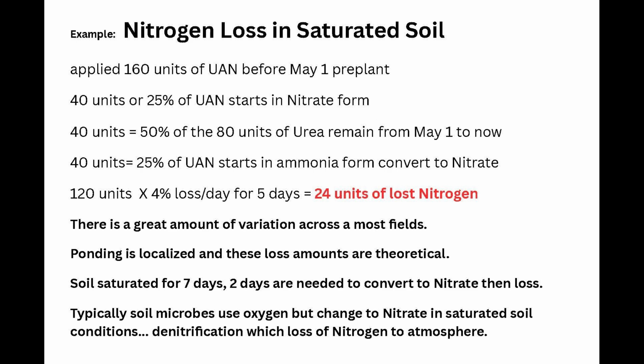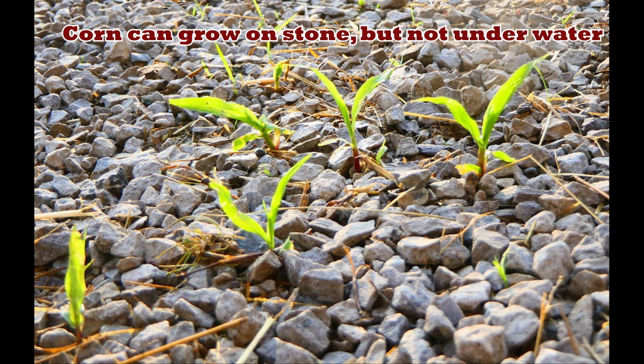And if you go back to that chart earlier in the video, we show about 4% loss per day. We're going to use 5 days, although this was underwater for 7 days, because it takes 2 days for the conversion to happen to nitrate. And again, remember, there's a great amount of variation across all fields. Ponding is localized, and these figures are obviously theoretical. But again, it gives you kind of a ballpark figure, that 24 units of N lost to work with and what you might have to make up.